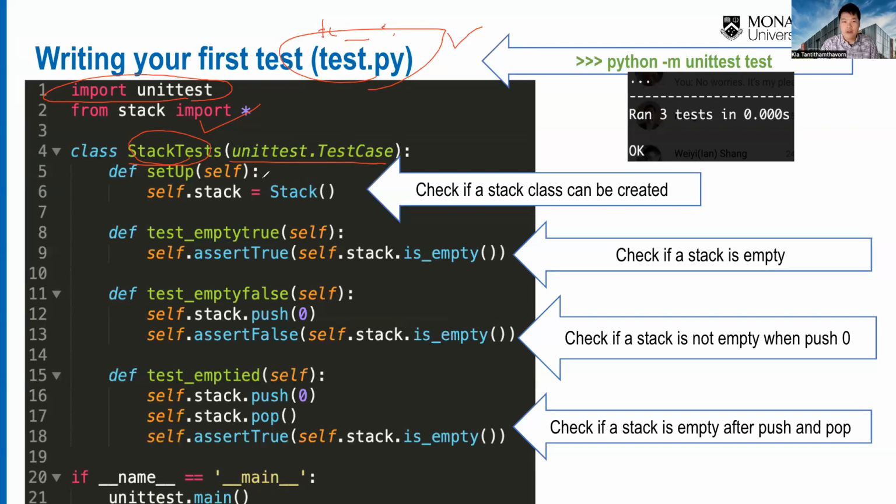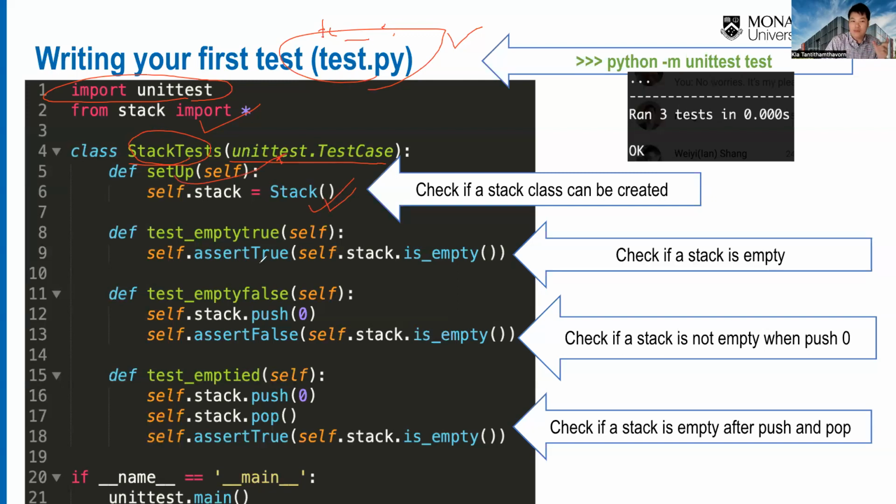Okay. And then we create this one. Check if a stack class can be created or not. This is a setup. Okay, setup. This is the part of the unit test as well. That's the precondition, right? Whether we can create or not. Okay. Self.stack equal to the stack. Okay. Stack object. Then we get the stack object here.